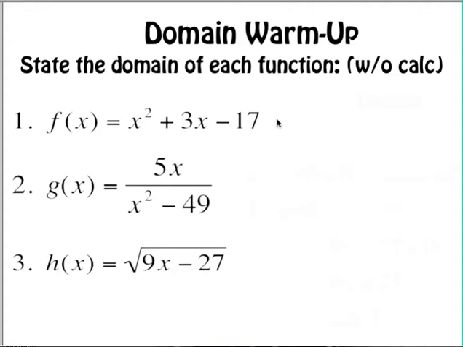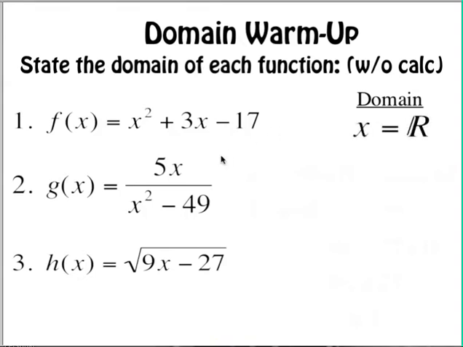So in number 1, f of x equals x squared plus 3x minus 17. This is a quadratic function, and it's a parabola. And when thinking about domain, you want to think about, is there any x value that I can't square or any x value that I can't multiply by 3? And there isn't. You can multiply and square any number. So for this, the domain is just going to be all reals.